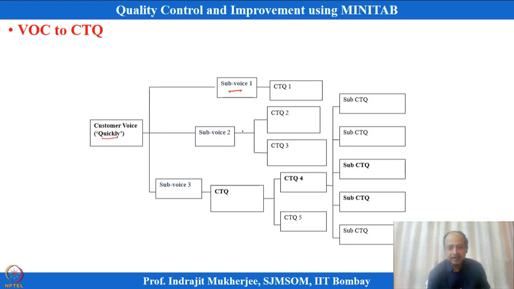What you can see is that we have categorized a specific voice into sub voices, and these sub voices are specified by some CTQs, which have specifications. So whenever I have specifications, I need to measure them, and whenever I measure, I can only then improve it.